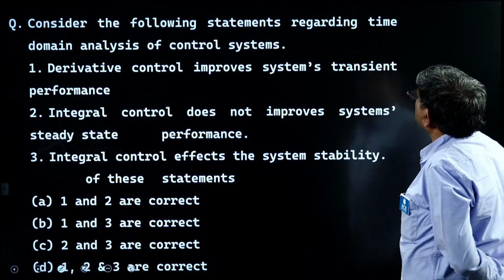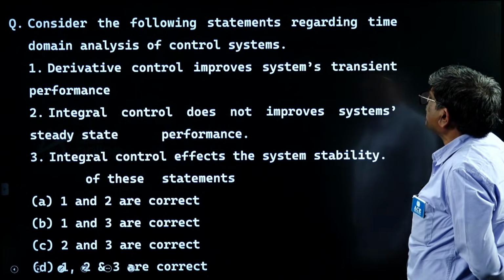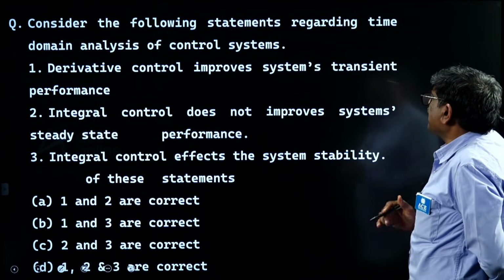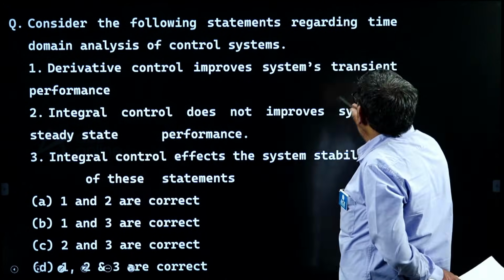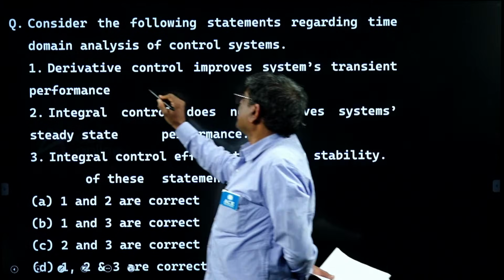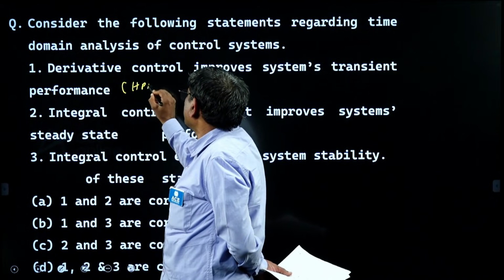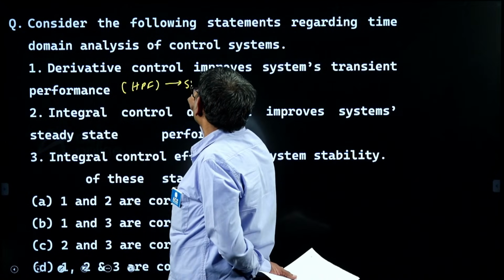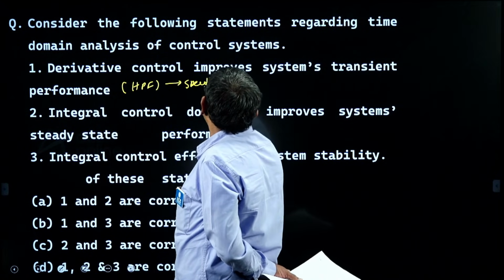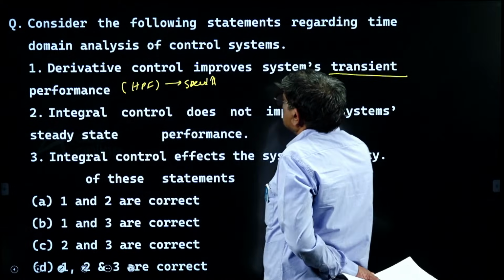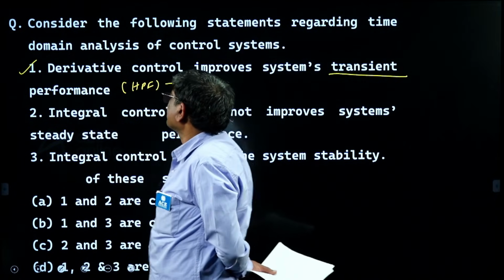Consider the following statement regarding the time domain specification of control system. Derivative control means high pass filter. High pass filter, speed increases. Bandwidth increases, speed improves, so transient performance improves. That means one is correct.